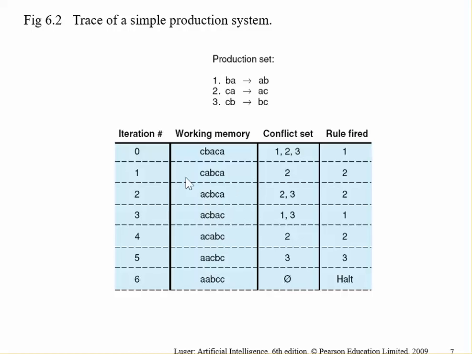And then we continue with the process until eventually we get here in 6, and there are no matches. So, for example, is BA here? There is no BA, there is no CA, there is no CB. The conflict set is empty, then we halt.